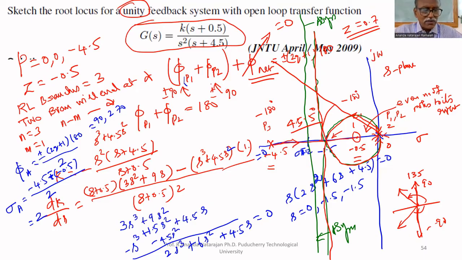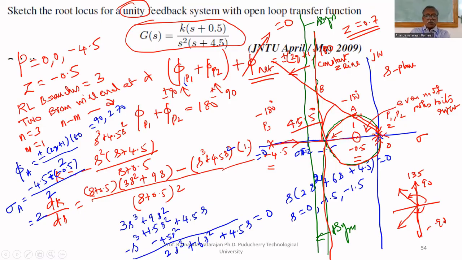Therefore, I have drawn a line, the constant zeta line. This line is called the constant zeta line. At what angle? 45.5 with the negative real axis. Why? Because cos inverse of 0.7 equal to 45.5. So it cuts at 2 points, at A as well as B. It cuts the root locus at 2 points. Whether I have to consider A or B.